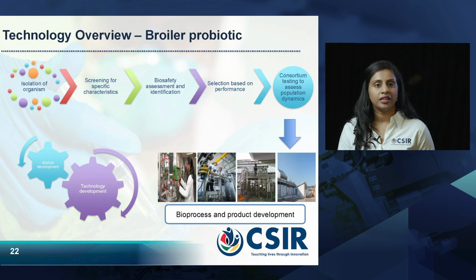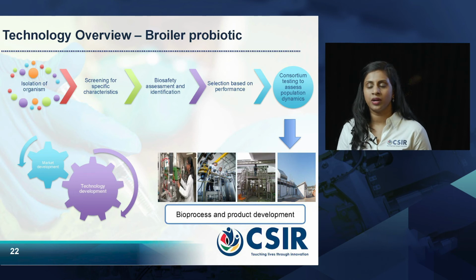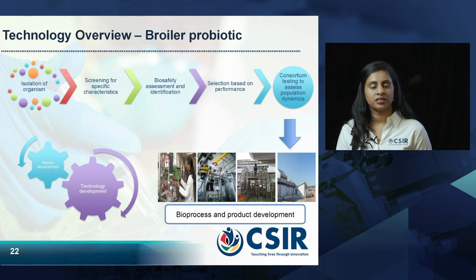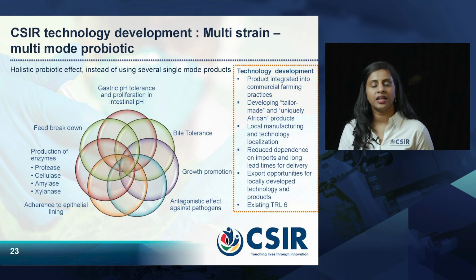The technology was developed on a similar basis as the industrial effluent technology, whereby organisms were isolated based on their ability to perform against specific characteristics. The biosafety of these organisms was assessed, and a consortium containing a different number of organisms was developed. Bioprocess and product development, and technology development occurred in tandem with market development. This resulted in a multi-mode, multi-strain probiotic that delivered a holistic effect instead of using single individual organisms to deliver a probiotic effect.